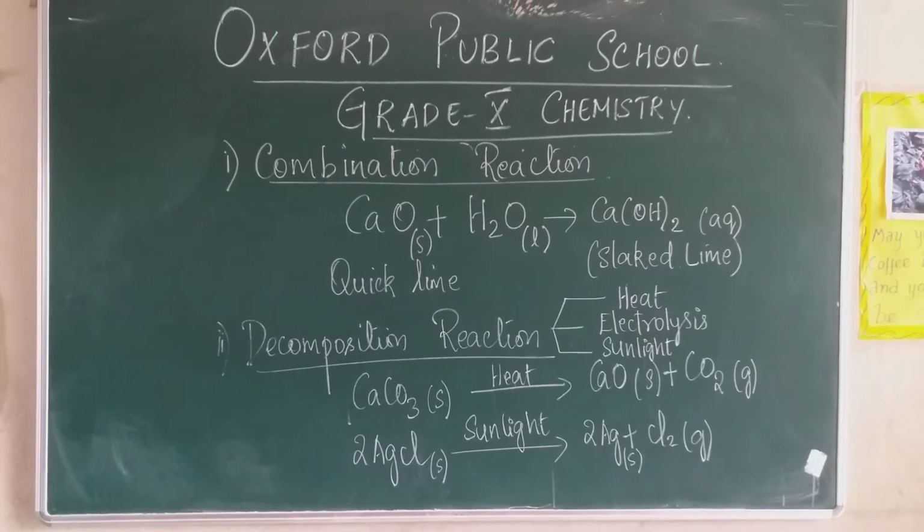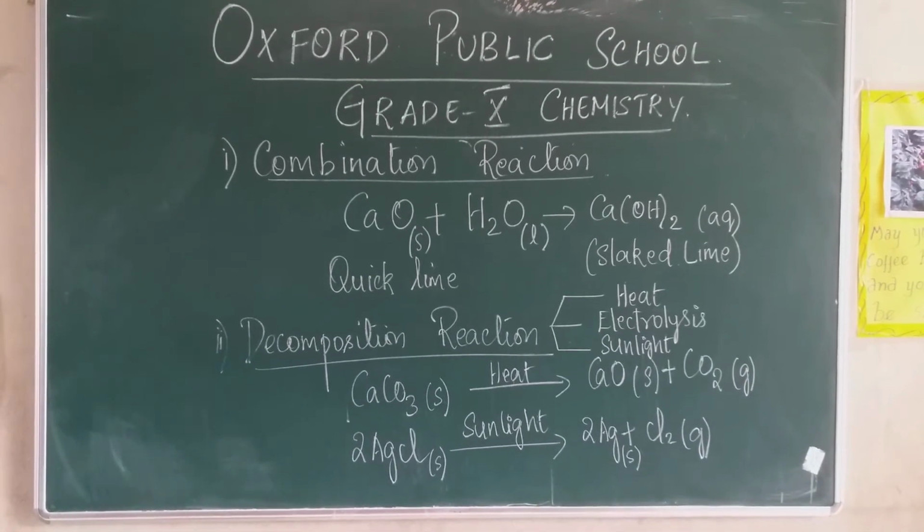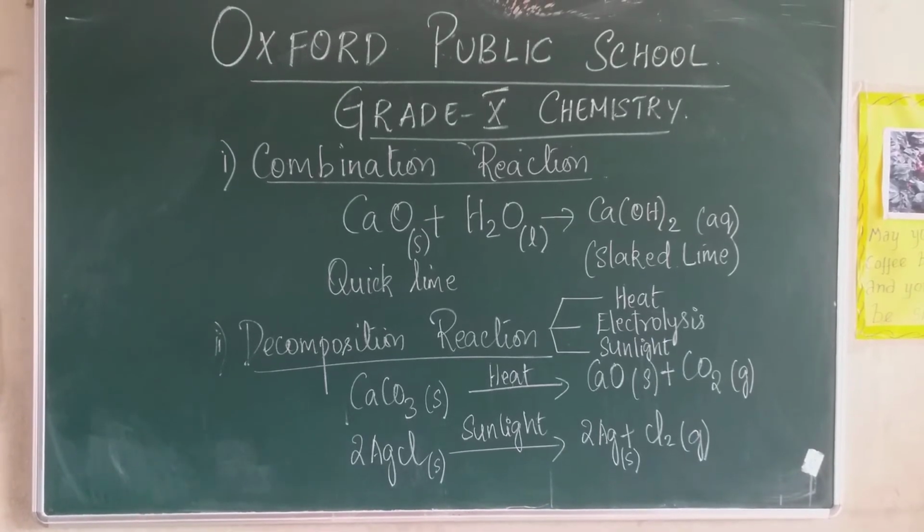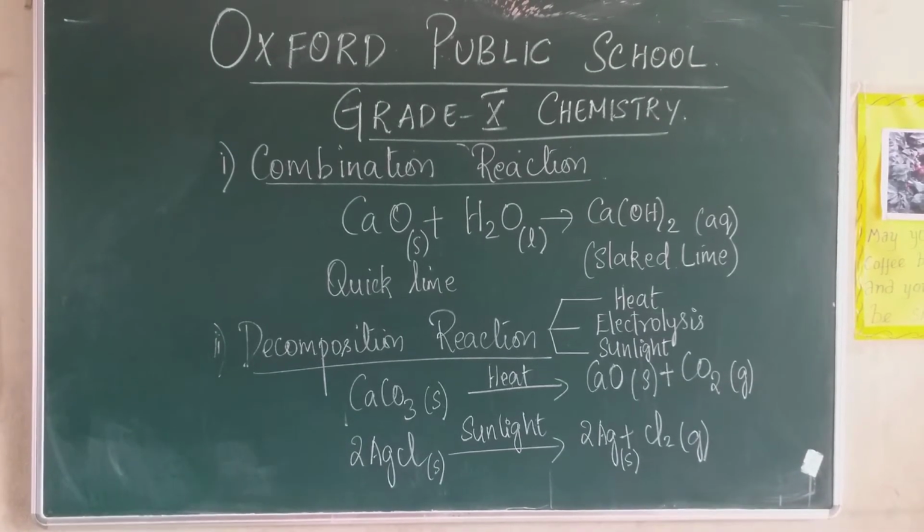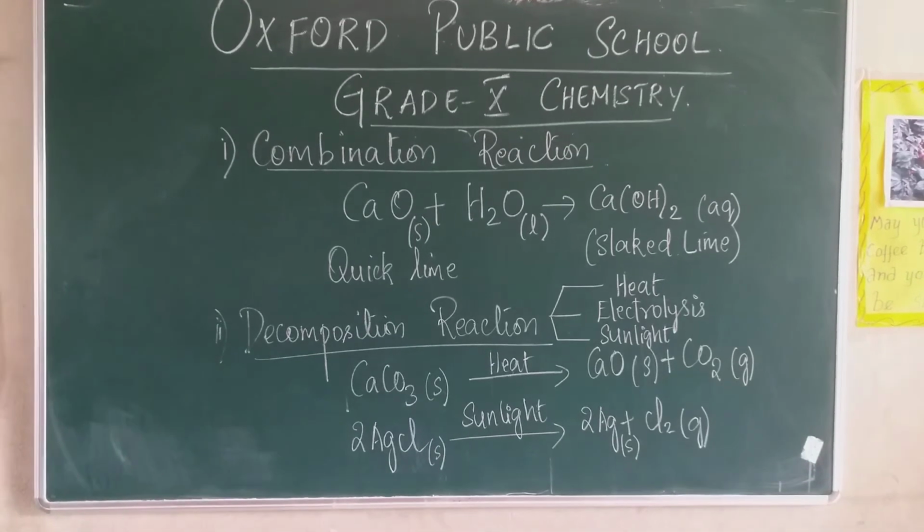So calcium carbonate decomposes to calcium oxide and carbon dioxide. And second reaction is decomposition of silver chloride, where the silver chloride decomposes in presence of sunlight to form Ag and Cl2.